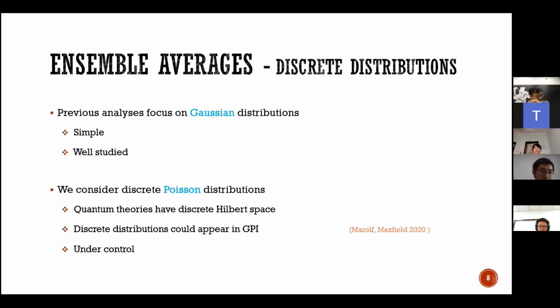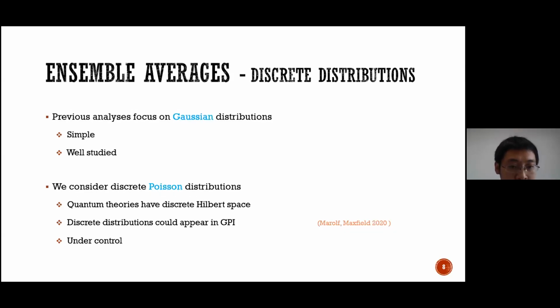So let's go to some details. First we will try to construct a truly random theory. Previously there have been a lot of discussions, as you saw briefly in the introduction. Most of them are about continuous Gaussian distributions. This is very sensible because it is a simple distribution and people know how to do Gaussian integrals. So it's simple, well studied, and also in good control. But because today we have this microscopic origin in mind, and we know that quantum theories all have discrete Hilbert spaces, we should consider some discrete distributions where the random variables can take discrete values.